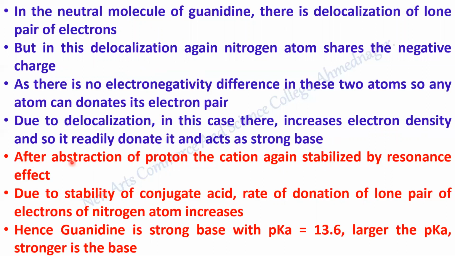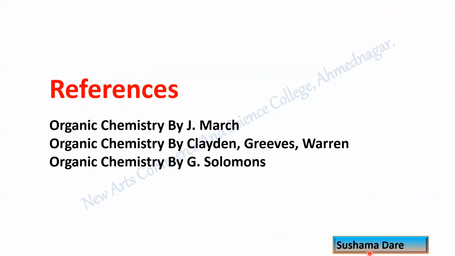But what happens after abstraction of the proton? The cation is again stabilized by the resonance effect. Due to the stability of the conjugate acid, the rate of donation of the lone pair of electrons of the nitrogen atom increases. Hence, guanidine is a strong base with pK value 13.6, and the larger the pK, the stronger is the base. For this, you can refer to the books which I have mentioned here.